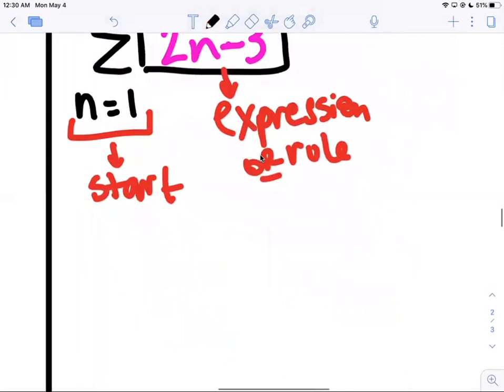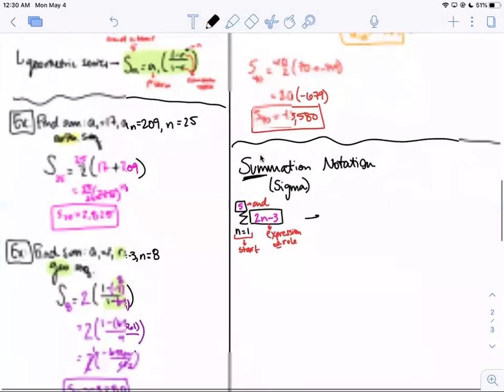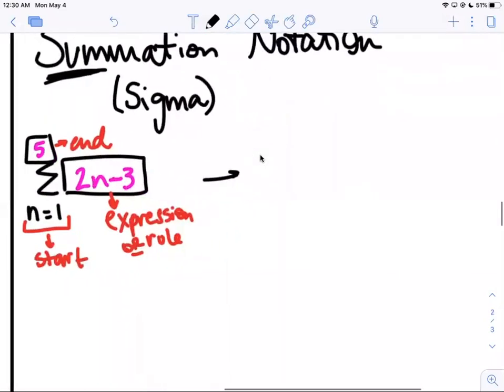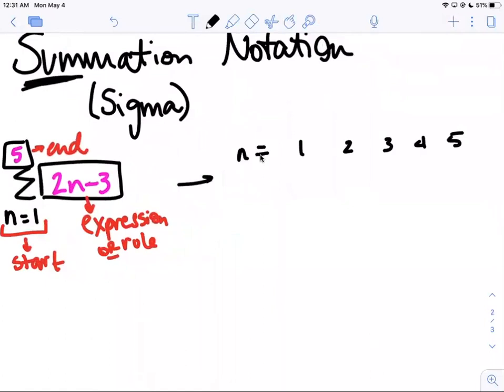Okay, so we're going to start out, and I'll just write it next to it over here. We're going to start out plugging in n equals 1, 2, 3, 4, 5. We're going to go all the way up to 5. And underneath each of those n, we're going to have a new term. We're going to call it a sub n.